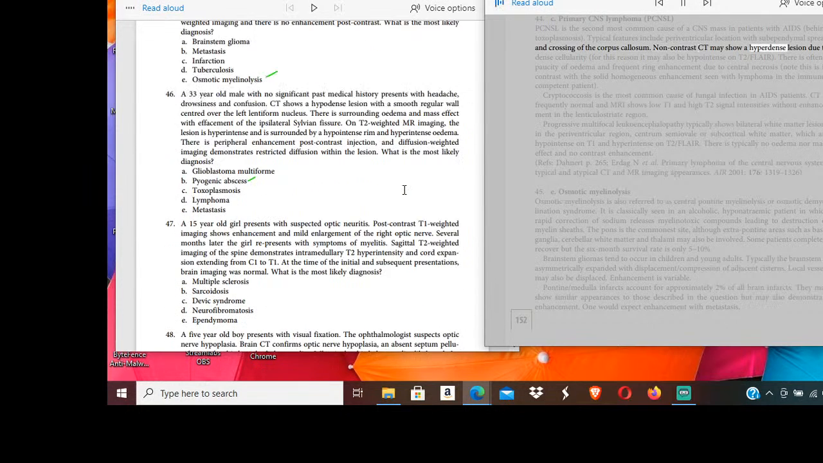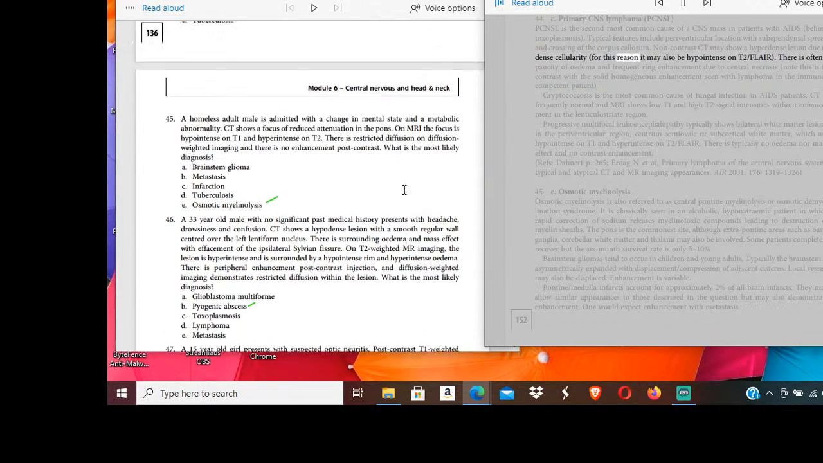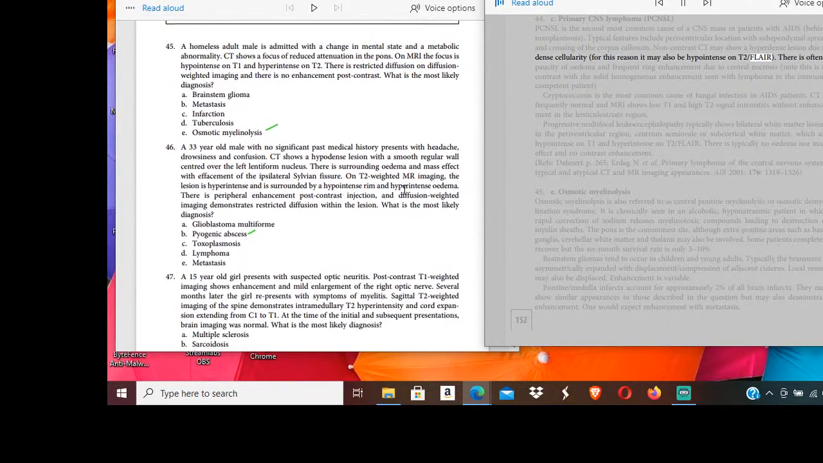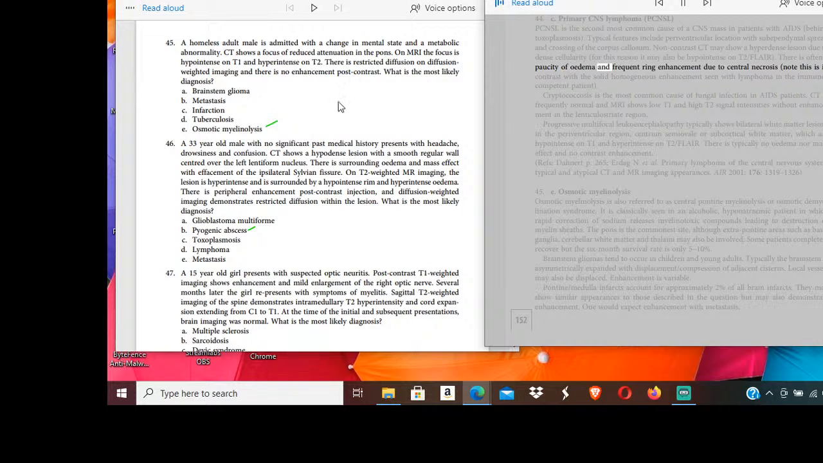Non-contrast CT may show a hyperdense lesion due to dense cellularity. For this reason it may also be hypointense on T2/FLAIR. There is often a paucity of edema and frequent ring enhancement due to central necrosis. Note this is in contrast with the solid homogeneous enhancement seen with lymphoma in the immunocompetent patient.